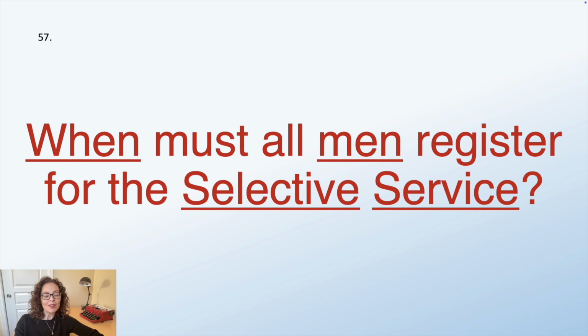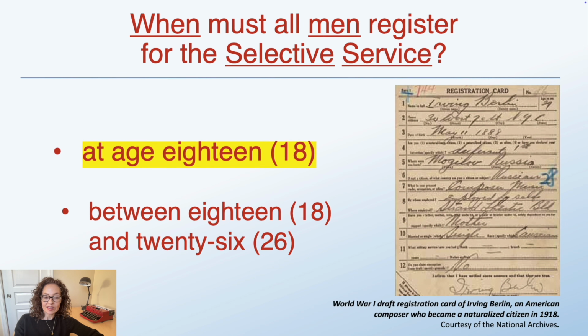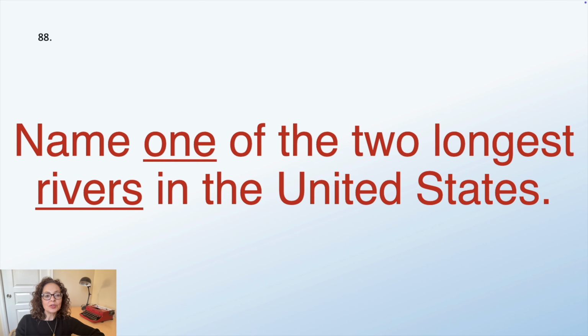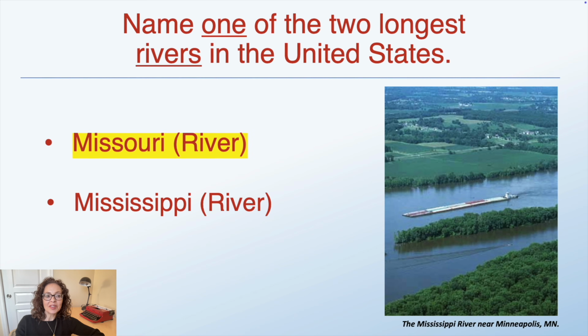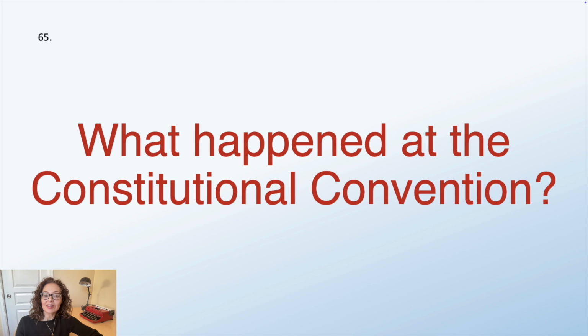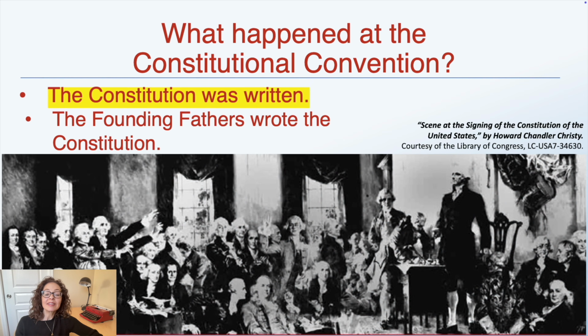When must all men register for the Selective Service? At age 18. Name one of the 2 longest rivers in the United States. Okay, just either one of these, the Missouri River or the Mississippi River. What happened at the Constitutional Convention? At the Constitutional Convention, the Constitution was written.